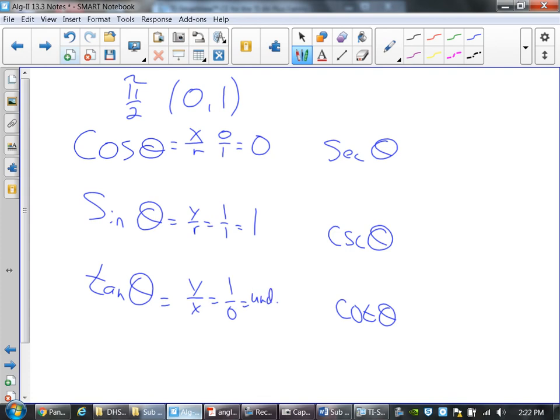Think about reciprocals. What's the reciprocal of 0 over 1? The reciprocal properties would be r over x, which is 1 over 0, which is undefined. Same idea as when you had slopes. What is the opposite reciprocal to parallel? Perpendicular. What is the reciprocal slope to a 0 slope? Undefined slope. It's the same basic idea. What's the reciprocal of 1? 1.